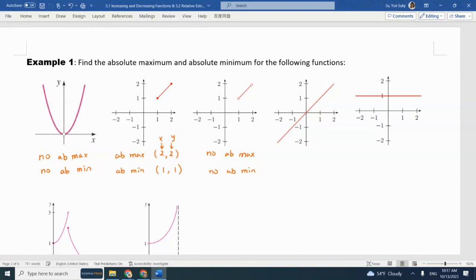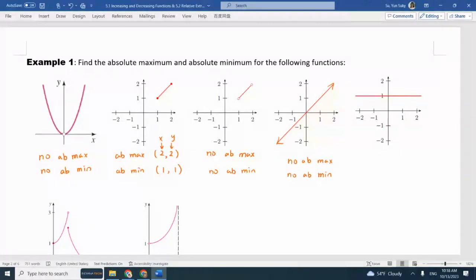Paige, the fourth picture, do we have an absolute maximum? If you don't see a solid circle there, it means it goes forever. Then do we have an absolute maximum? No. So no absolute maximum. Do we have an absolute minimum? No. Right. If I don't put a solid dot there, it means it does not stop. It just goes forever. So no absolute minimum. Okay.